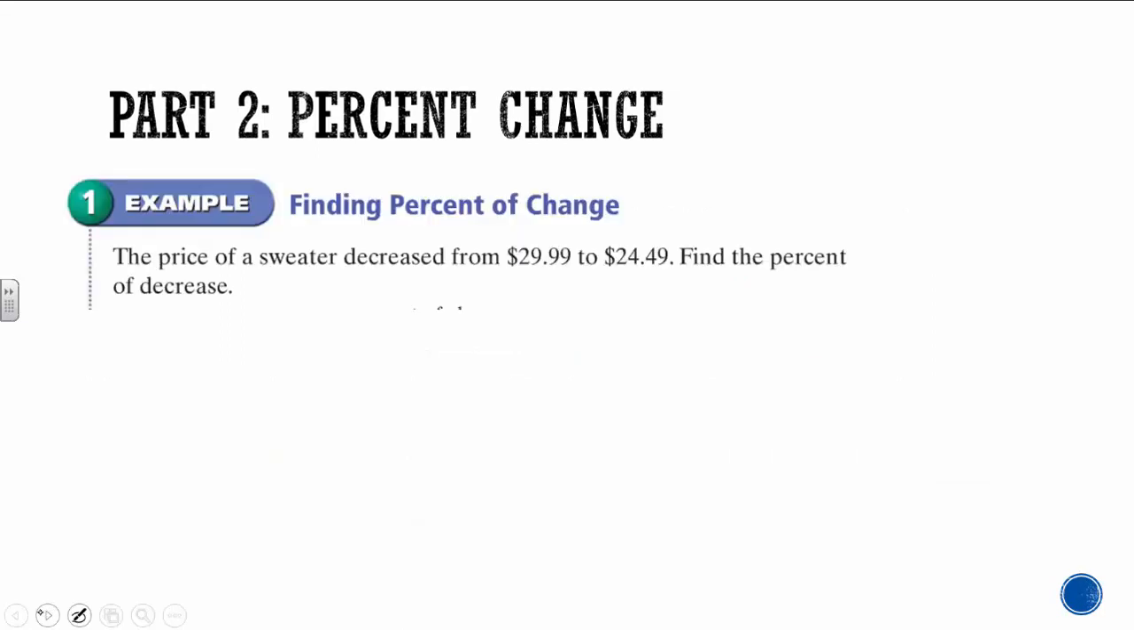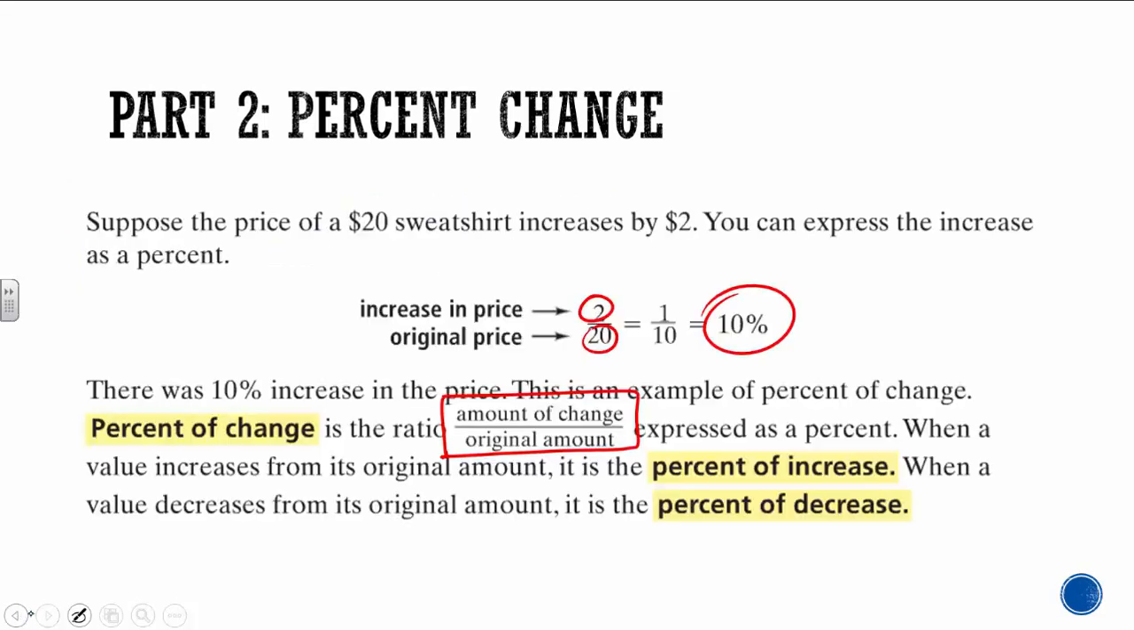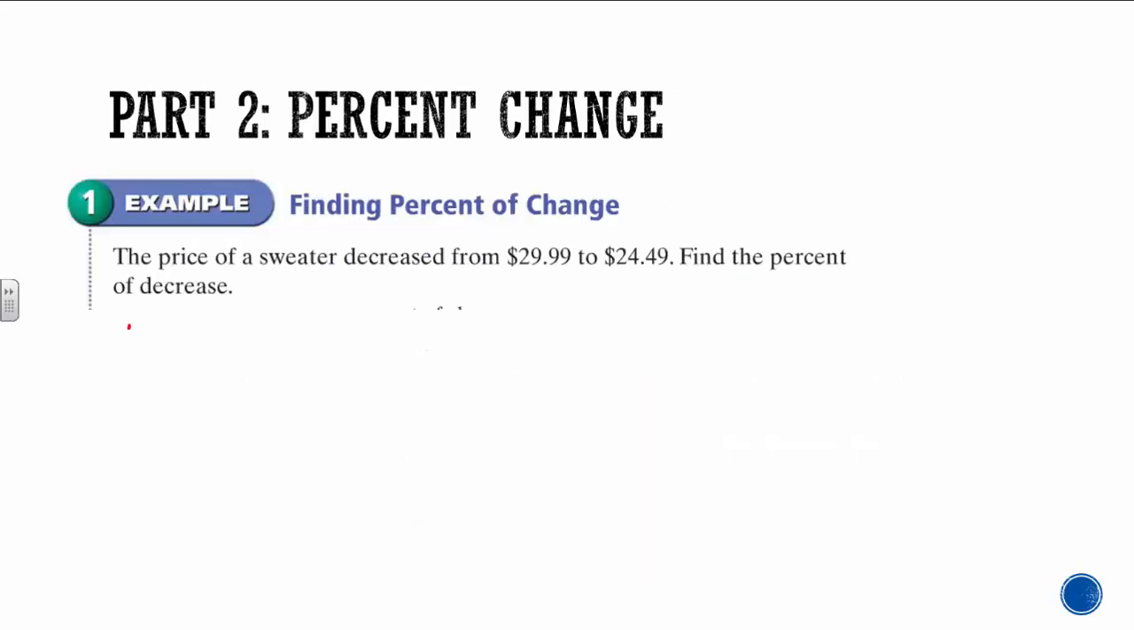So let's do an example. The price of a sweater decreased from $29.99 to $24.49. Find the percent of decrease. So for all of these problems, whether it's increase or decrease, we're going to use this ratio right here, the amount of change divided by the original amount.